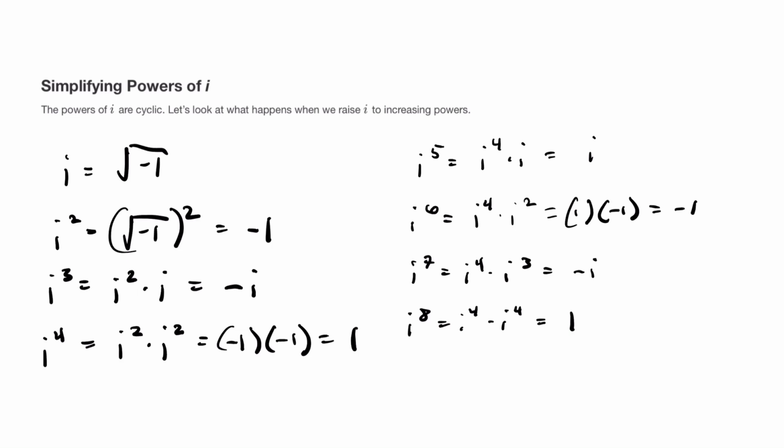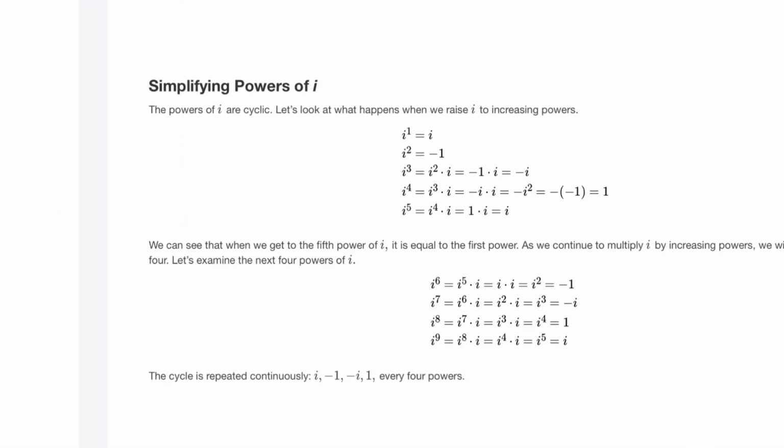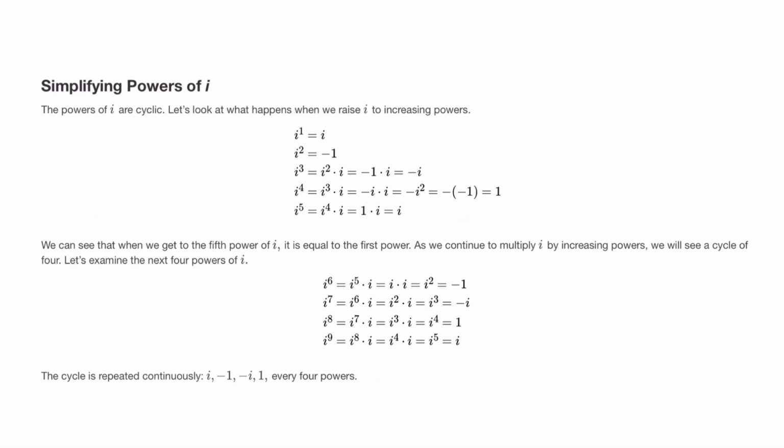And so hopefully you can see that the powers just keep repeating every power of 4. Every time you get to a multiple of 4, it repeats, right? And you can go in either direction. So this is powers of i. And I think we just have a typed version of that here.